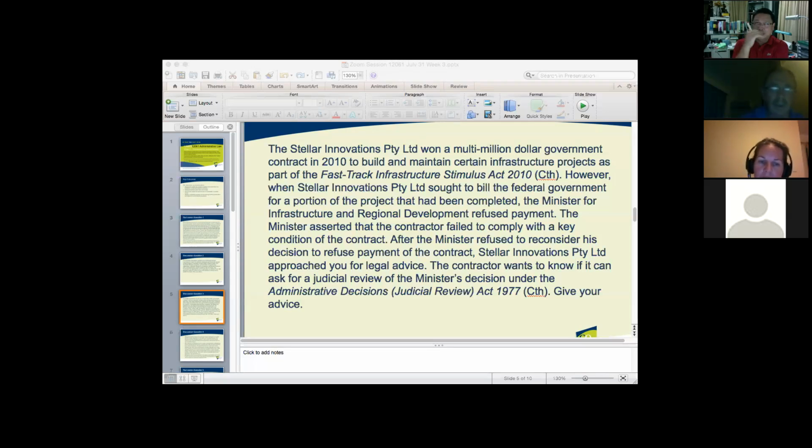If you go by the five elements that usually have to be established before judicial review is available under the Administrative Decisions Judicial Review Act, we tick the boxes. We know that the person is aggrieved, obviously. It is an administrative decision of an administrative character. It is made by an officer of the Commonwealth. And it's not excluded as per the schedule in the Act. So I'm tending to think that judicial review is okay.